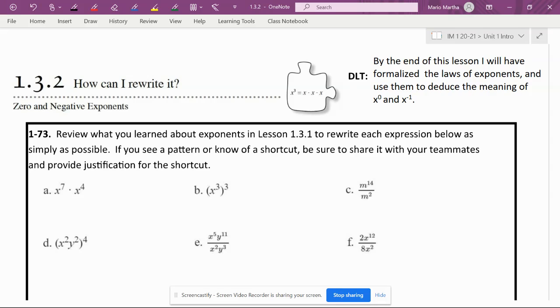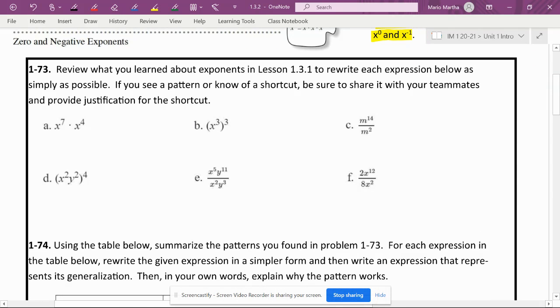If you look at the learning target for today, by the end of this lesson, I'll have formalized the laws of exponents and use them to deduce the meaning of x to the 0 and x to the negative 1. All right. So let's look at problem 173.